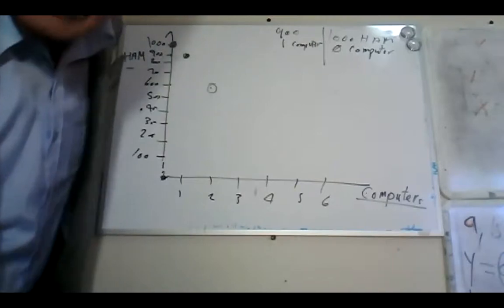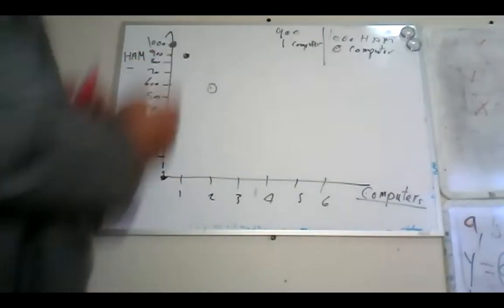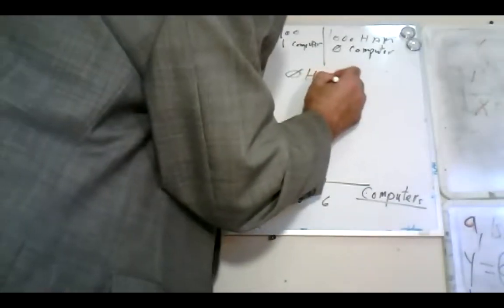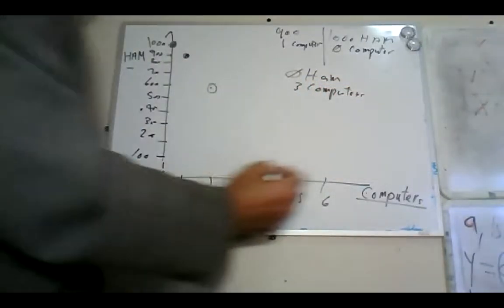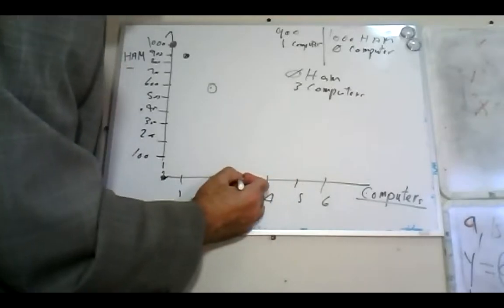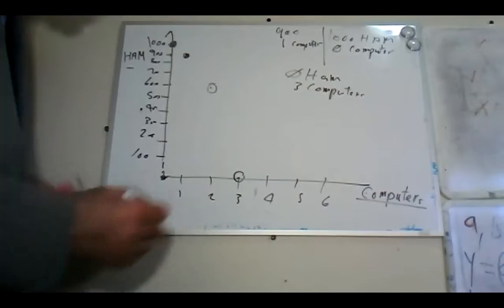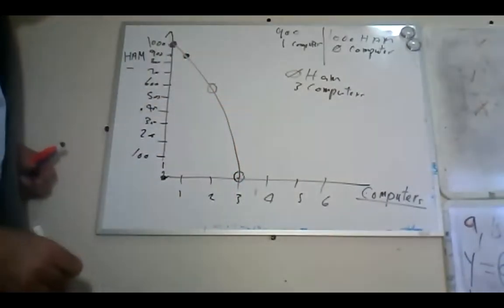Then the last one is 0 ham and 3 computers. 0 ham means nothing here, and 3 computers is here. That's fine. So I will connect those points together, making a concave curve like this.